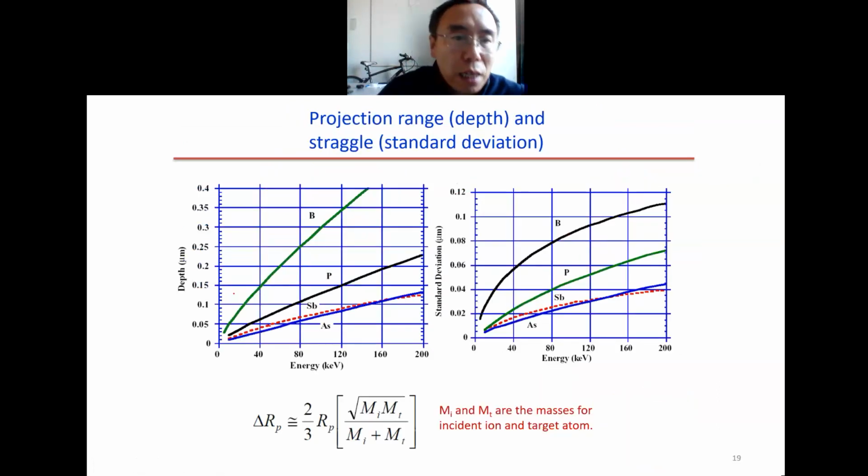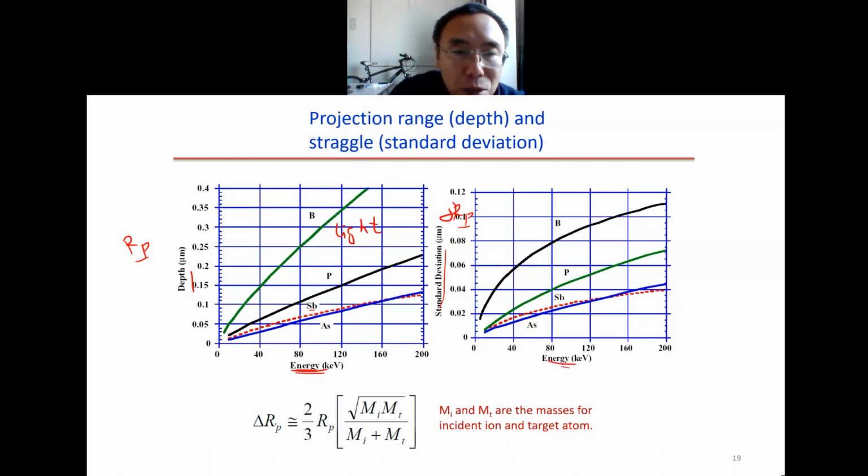So here is the depth. This one is RP. You can see the boron is light. This is the energy. The boron is light compared to the phosphorus and antimony and arsenic. Boron gets deeper than other dopants. Now this is the standard deviation, delta RP. Again, the boron is the highest compared to other dopants. So this is energy here.